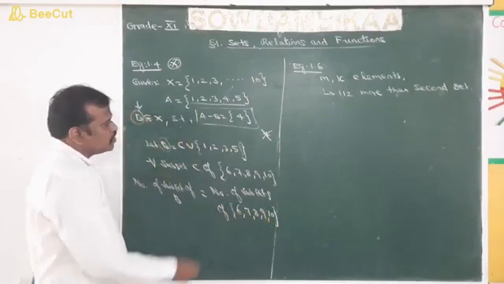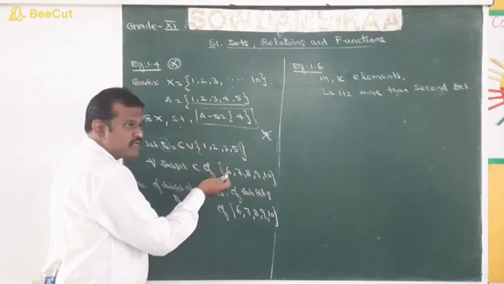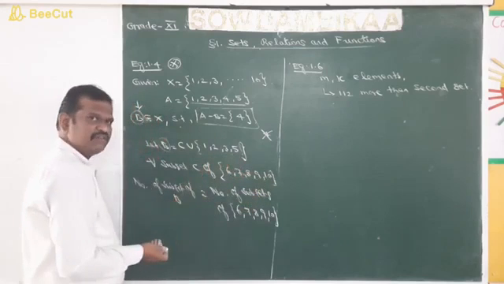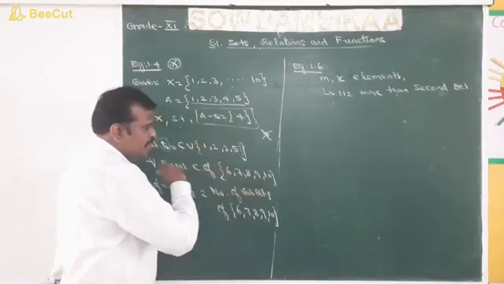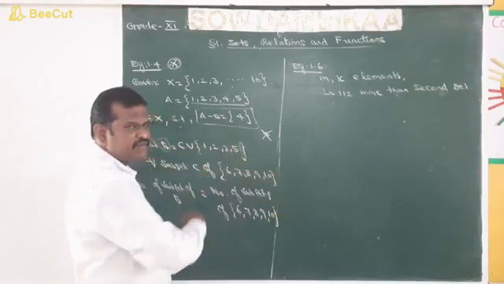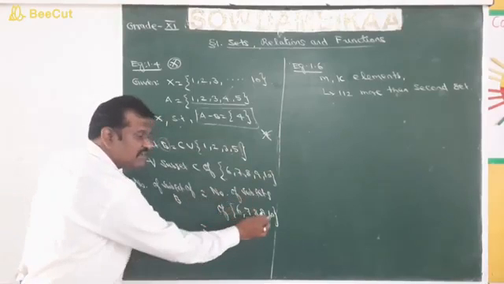So apart from 1, 2, 3, 5, B can include some elements of 6, 7, 8, 9, 10. So B can have 6, or B can have 6, 7, 8, or B can have 6, 7, 8, 9, 10. Now the number of subsets of B is equal to the number of subsets of 6, 7, 8, 9, 10.